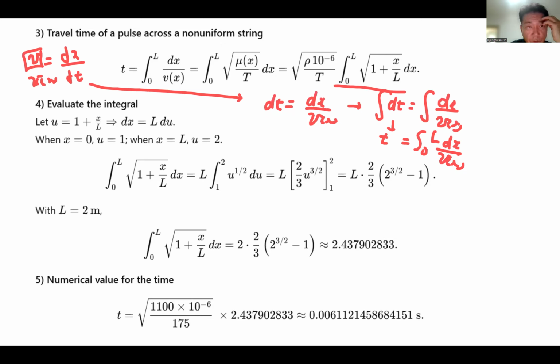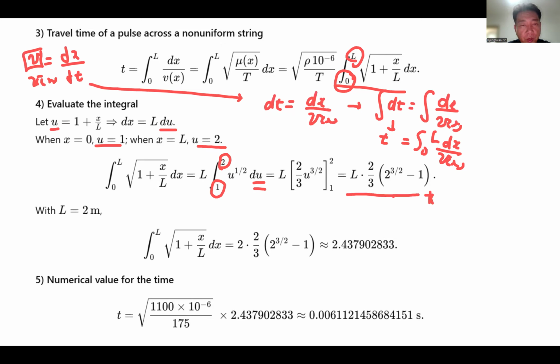And then what we need to do is change the variable. Let u be 1 plus x over L. dx is L times du. Okay. And then the integral range: when x equals 0, if you put x here, u equals 1. When x equals L, u becomes 2. So the range is changed for the function of u. And then this becomes a very simple functional form, and then you can get this value.